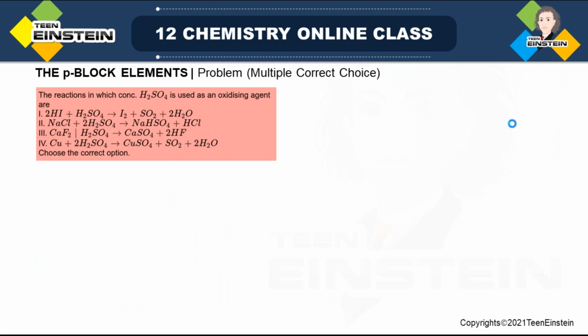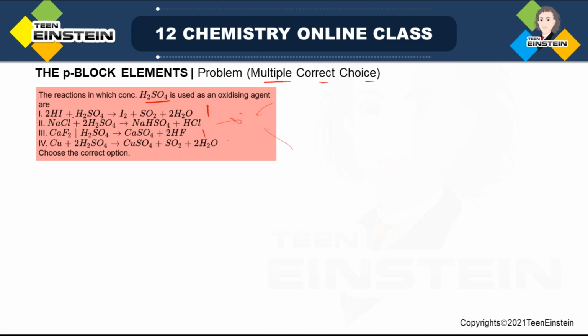So regarding different properties of H2SO4, we have problems here. And remember, it is multiple correct choice. That means if there are 4 options, more than one option will be correct. The question is: the reaction in which concentrated H2SO4 is acting as oxidizing agent. So you have total 4 reactions here, but all the 4 reactions are not examples of oxidizing property. Some reactions among these 4 where H2SO4 is acting as oxidizing agent, and we have to find those options.